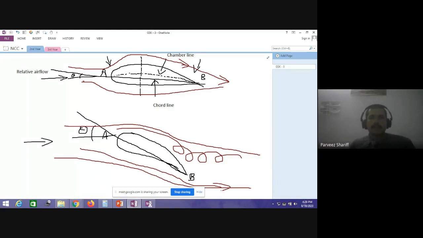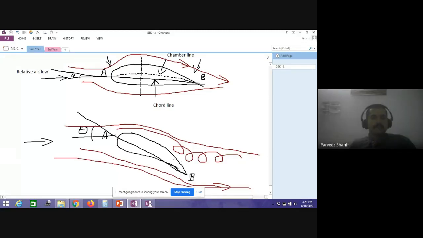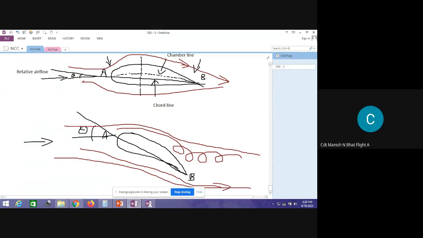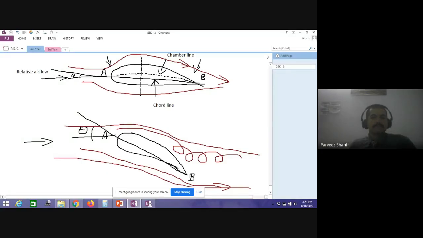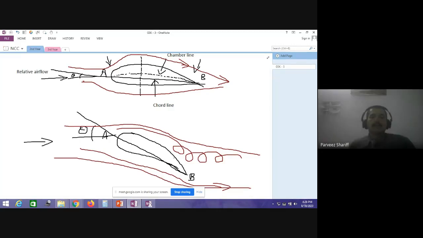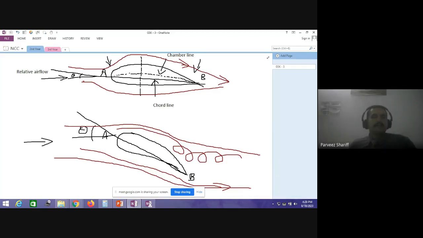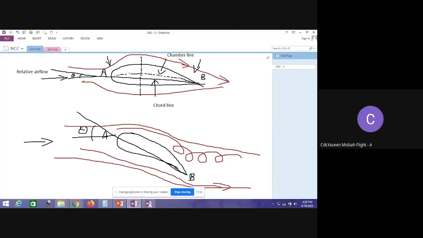How many of you played the flight simulator game? Anyone? Yes, sir. Identify yourself. Cadet Akhilesh. Manish, sir. Go one by one. First cadet, Cadet Manish, sir. And who is the next cadet? Akhilesh Herkal, sir. And who is next? Cadet Yasin, sir.